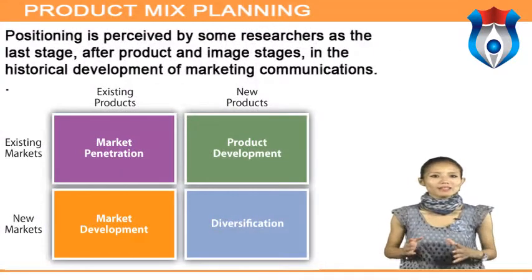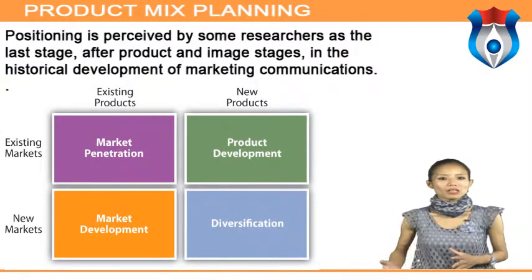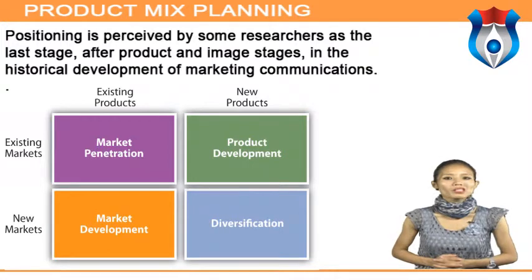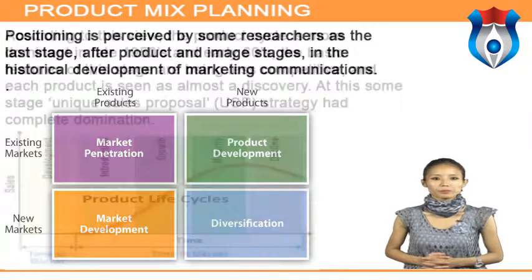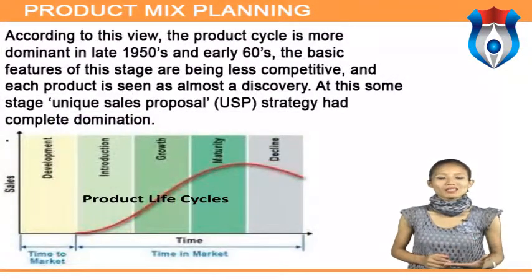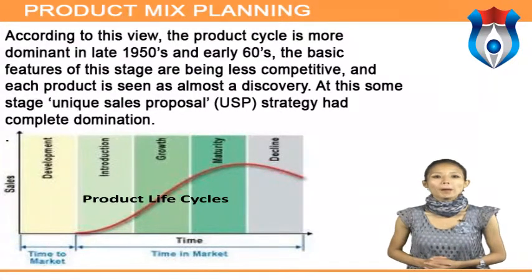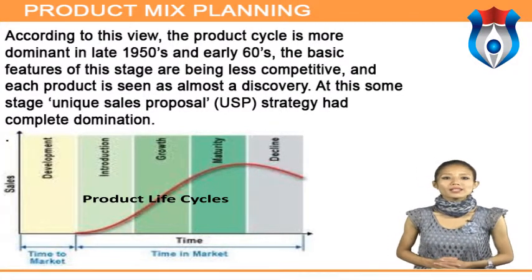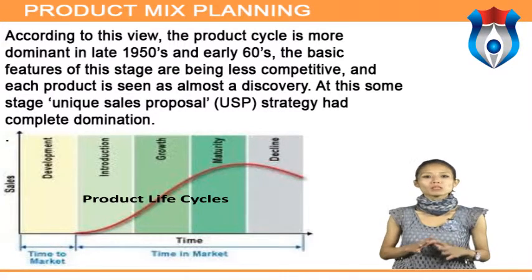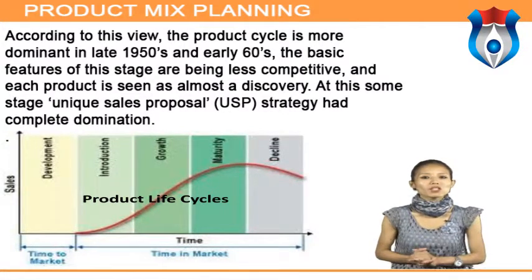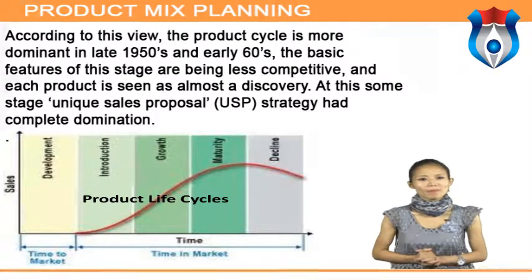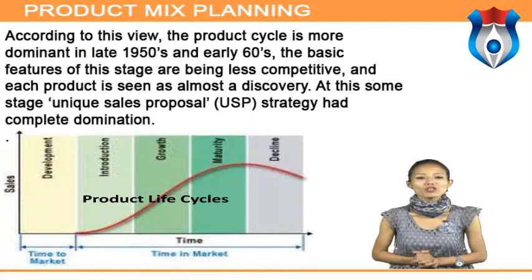Positioning is perceived by some researchers as the last stage after the product and image stages in the historical development of marketing communication. According to this view, the product stage was dominant in the late 1950s and early 60s. The basic features of this stage are less competition, and each product is seen as almost a discovery. At this stage, the unique selling proposition, USP, strategy had complete domination. In USP strategy, the product features and benefits become the most important elements in communication themes.